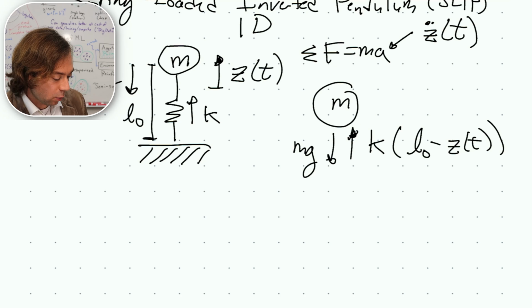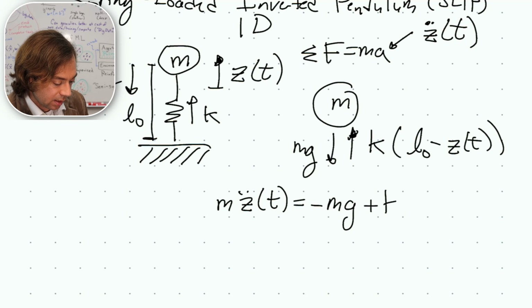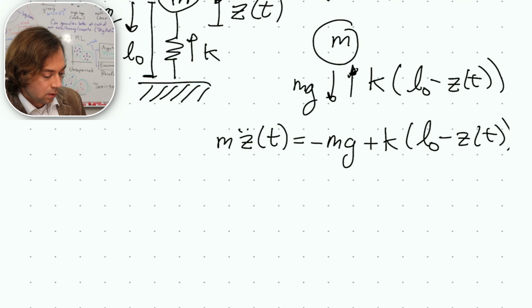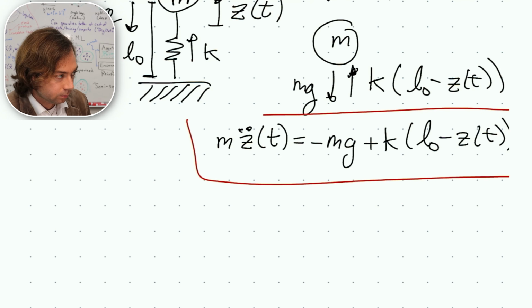Okay. So we sum all of our forces. So the mass times the acceleration, z double dot of t, is equal to minus mg plus k times (L0 minus z(t)). There's our equation of motion right there. Put that to the side.